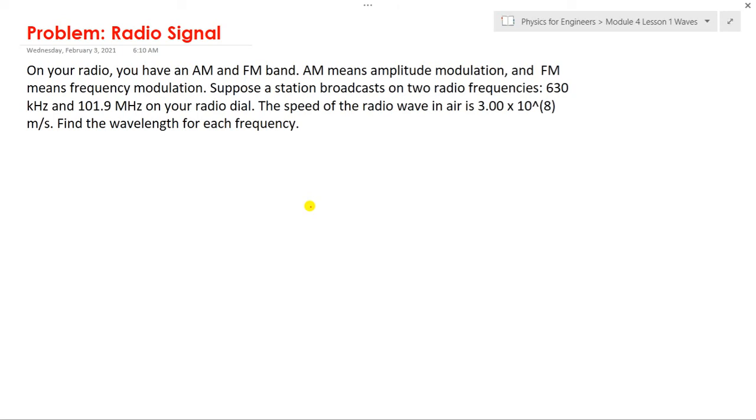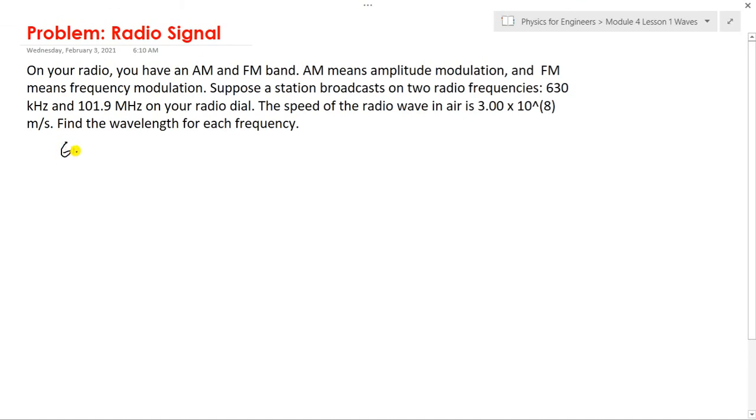So when we say AM, that is amplitude modulation. FM means frequency modulation. So suppose a station broadcasts on two radio frequencies, 630 kilohertz and 101.9 megahertz on your radio dial. The speed of the radio wave in air is 3 times 10 to the power of 8 meters per second. Find the wavelength for each frequency.